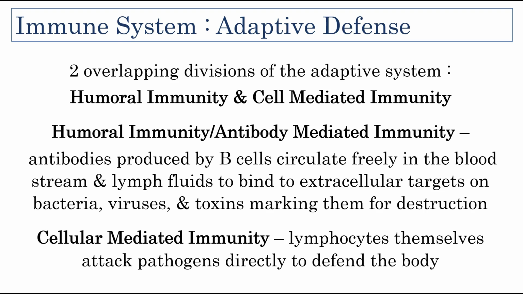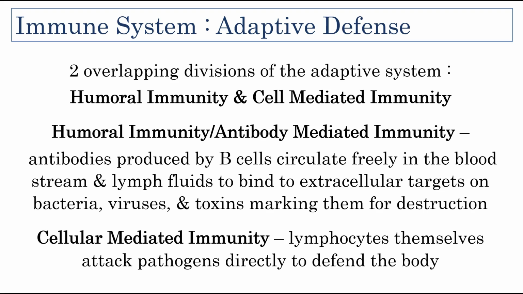The two divisions of the adaptive defense system are humoral immunity and cell-mediated immunity. Humoral immunity is what we think about most often when we think about the immune system. This is antibody-mediated immunity. I think I said meditated earlier, sorry. Mediated immunity. Antibodies produced by our B cells, right?